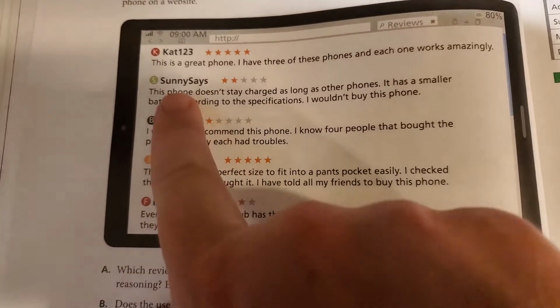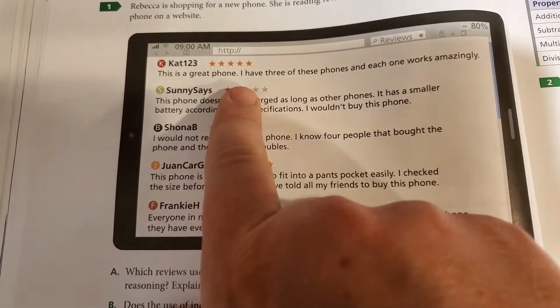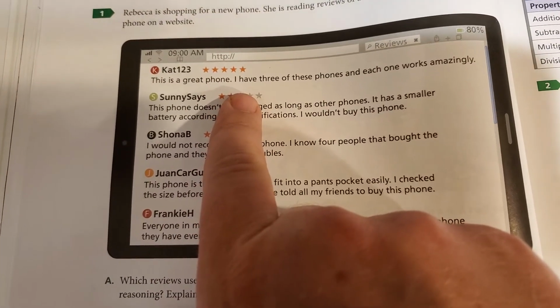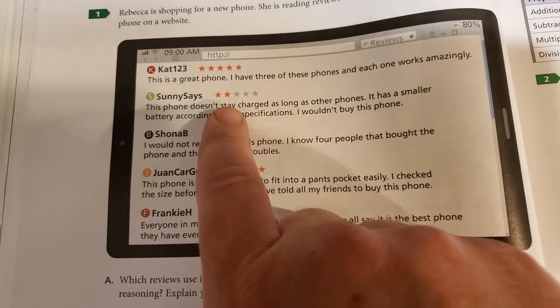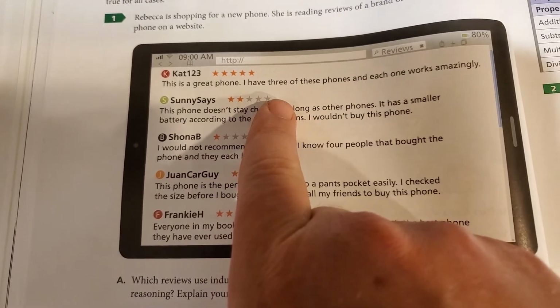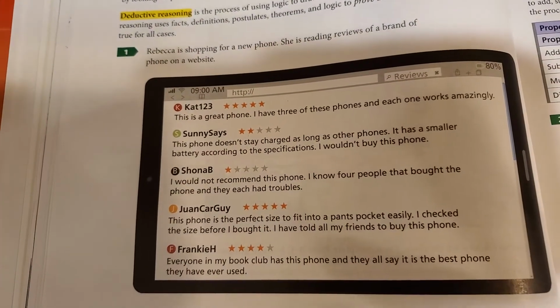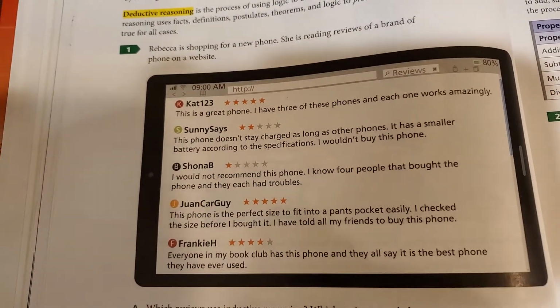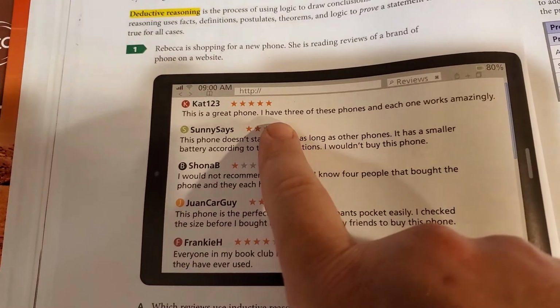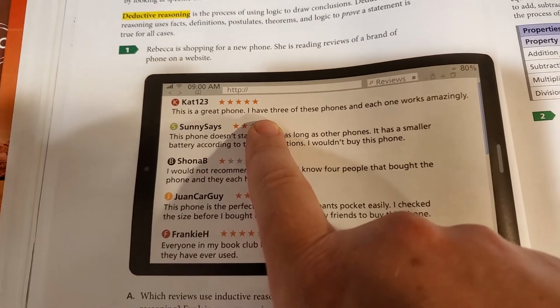So if you look at our first review: this is a great phone. I have 3 of these phones, and each one works amazingly. When I read through that, I notice that the person already has 3 phones, so they're basing their opinion on those examples. So that first one, I would say, is inductive reasoning because we're basing it on examples.